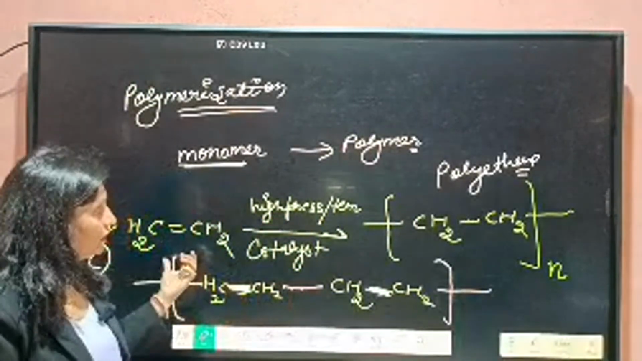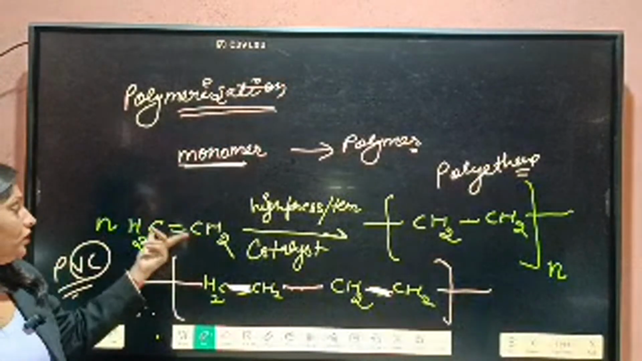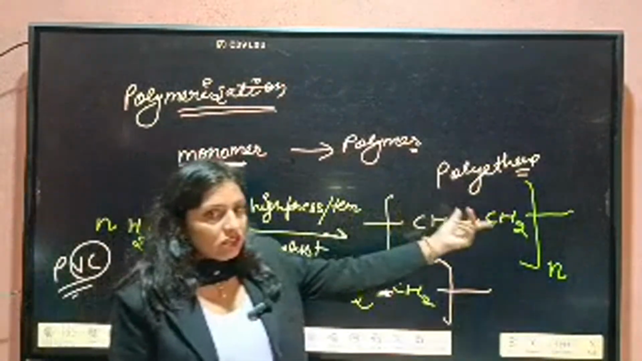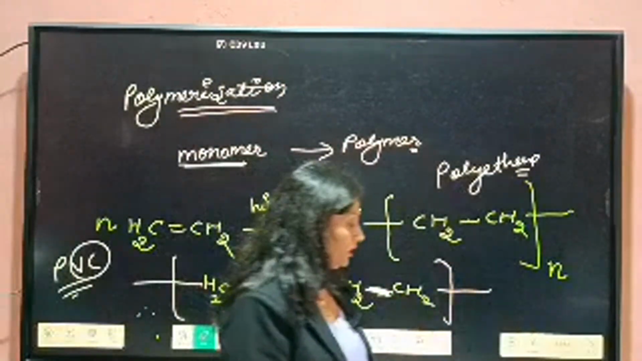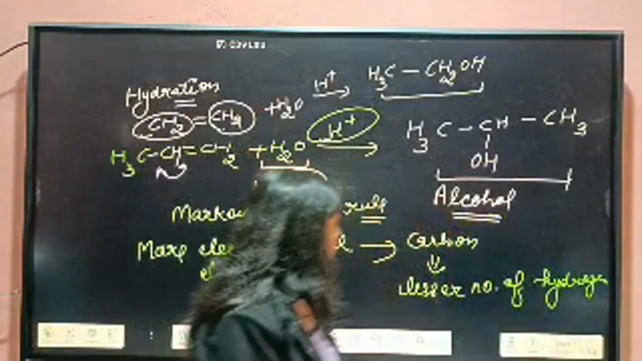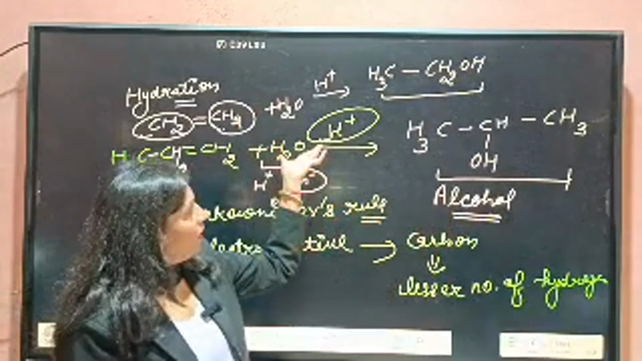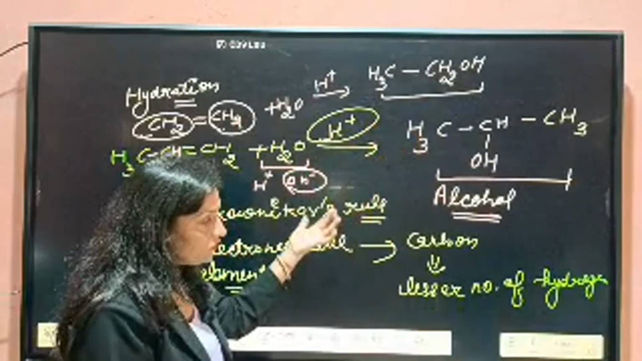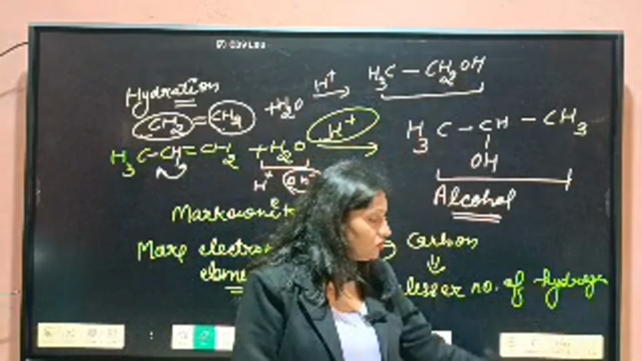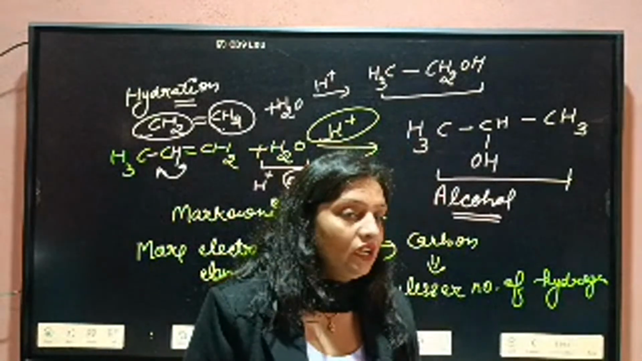Polymerization: here a number of monomer units combine and give us a macro unit, which is known as the polymer. Then hydration: you will do hydration in presence of acidic medium, and you will follow Markovnikov's rule. Okay. So tomorrow we will start the next topic, that is the alkyne.